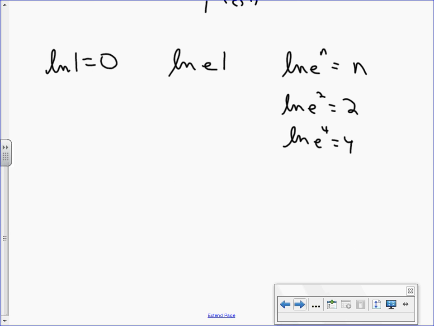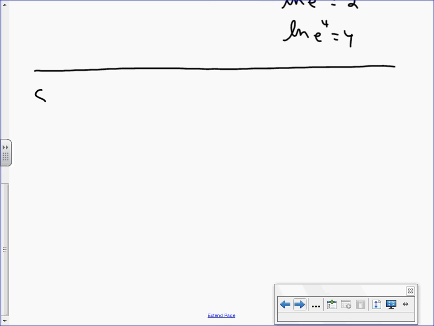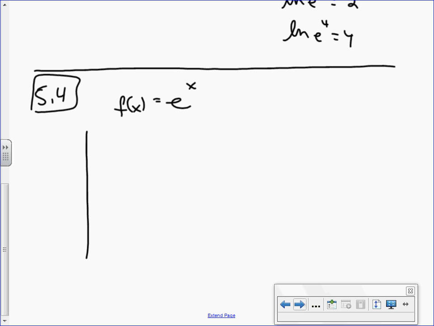All right, the next thing is a review of exponential functions. And this is in your textbook in section 5.4, but the sooner you remember this information, the better off you're going to be. All right? We're going to start by looking at the function f of x equals e to the x. And I'm reminding you of what that graph looks like. And that graph looks like this.